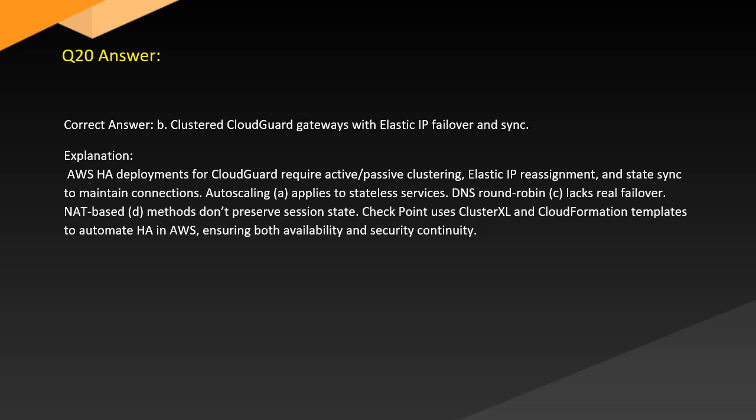Auto-scaling, A, applies to stateless services. DNS round robin, C, lacks real failover. NAT-based, D, methods don't preserve session state. Check Point uses ClusterXL and CloudFormation templates to automate HA in AWS, ensuring both availability and security continuity.